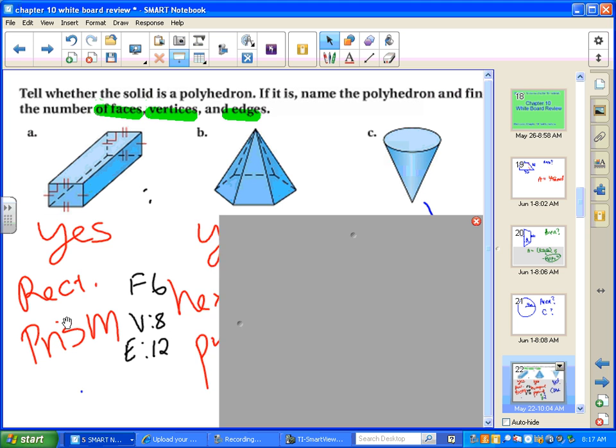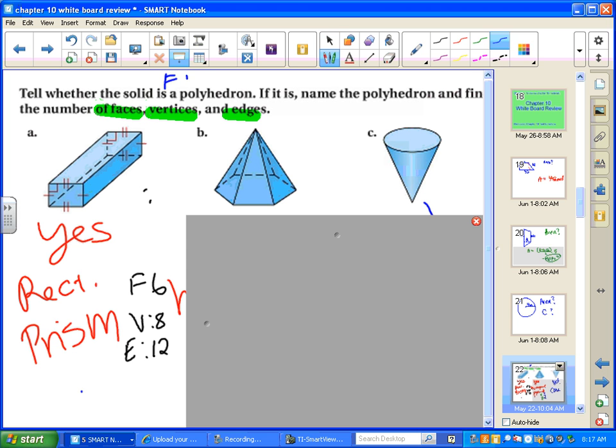Does anyone remember the formula, Euler's theorem, that you could use to check faces, vertices, edges? Sean? Good job. So this is called Euler's theorem. It's a good way to check to make sure your faces, vertices, and edges are set up correctly. Charles? It does. That's what Adam did. But technically, you shouldn't list them if it's not a polyhedron, but it does work.